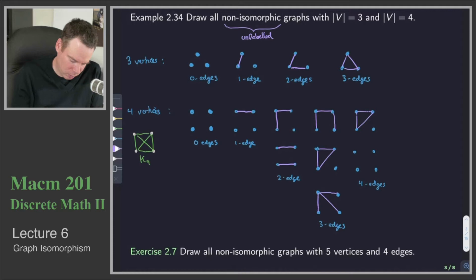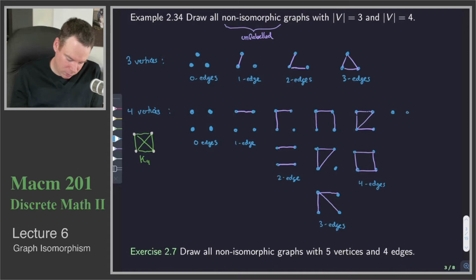The 2 edges that I'm going to remove that form a path are going to be this edge and that edge. And so I get a triangle with an edge attached to it as my graph. And then also I could remove 2 edges that are opposite each other. And so the 2 edges that I've removed are these 2 diagonal edges. And then I get a cycle of length 4. So those are the 2 possibilities I have for 4 edges.